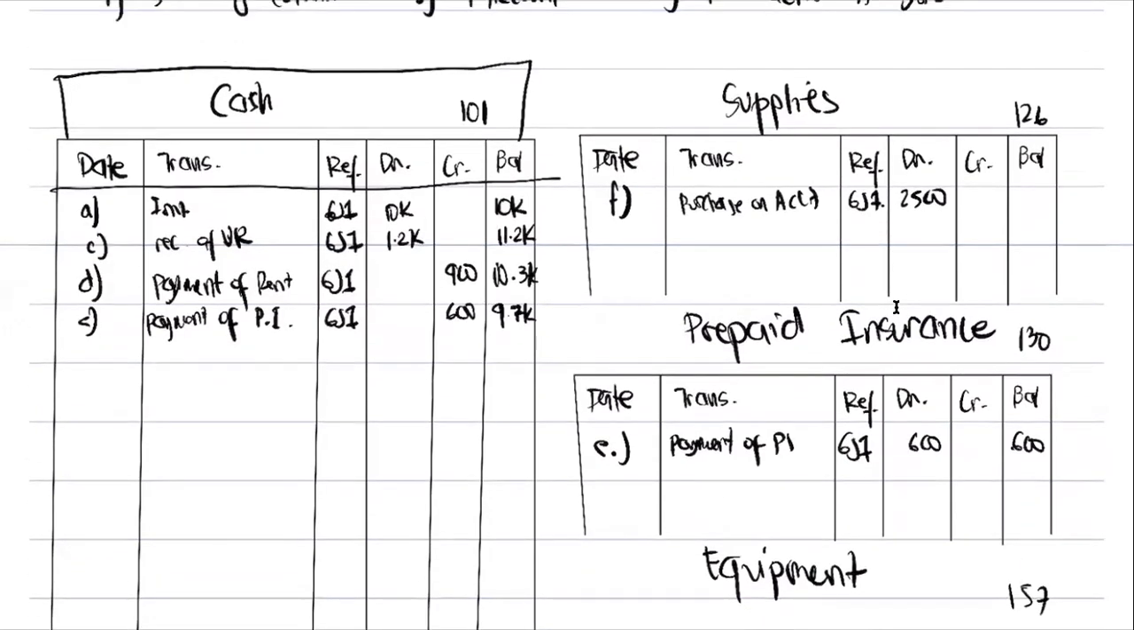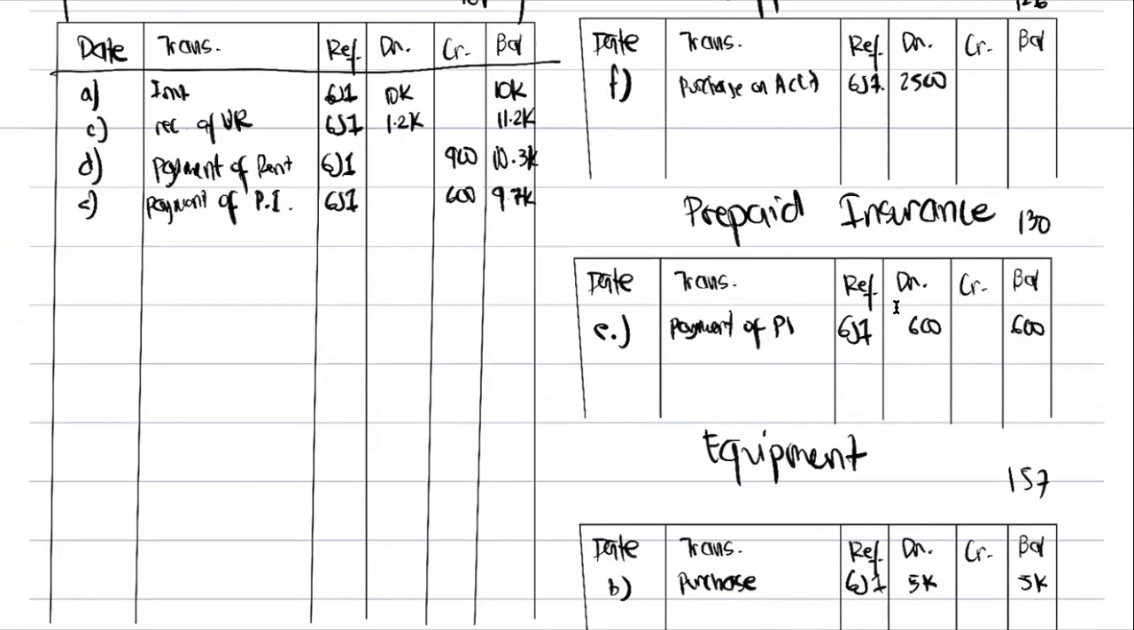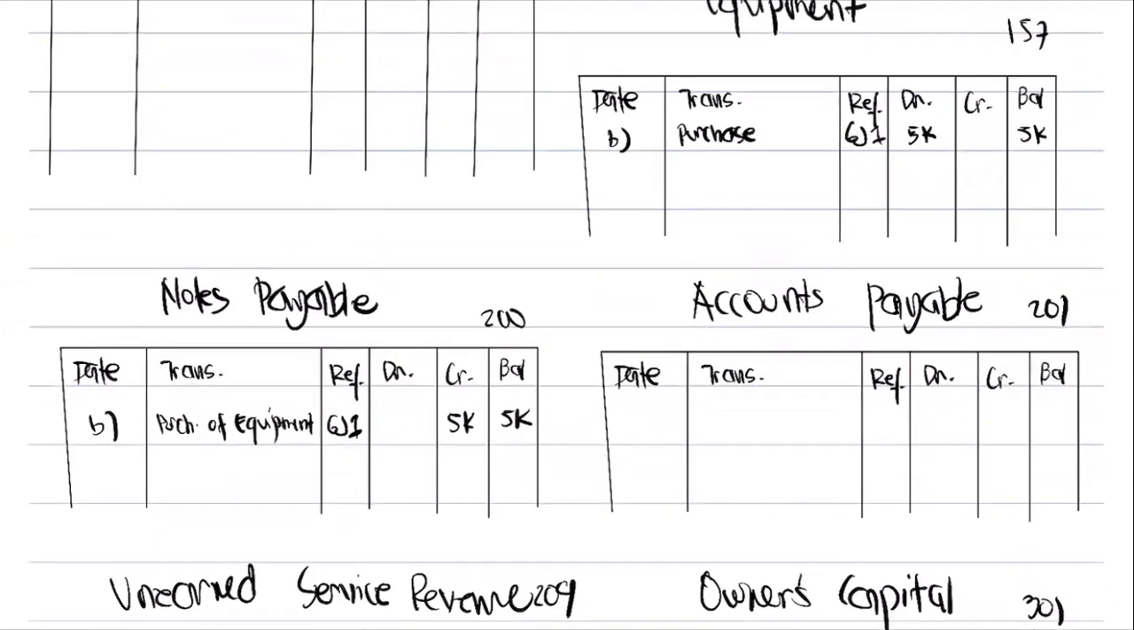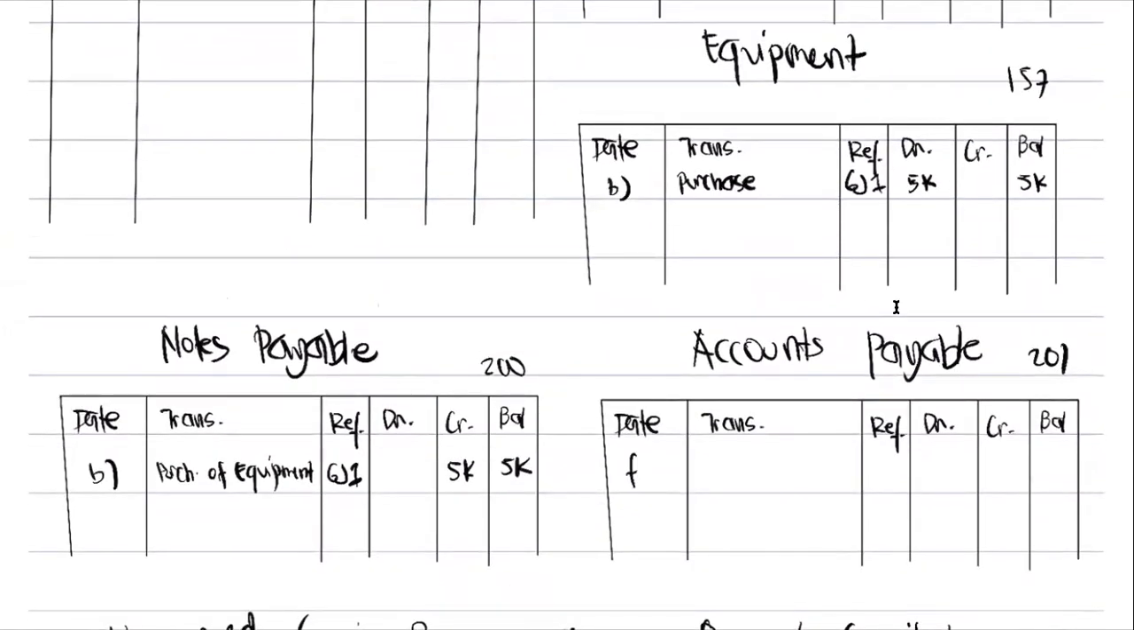Okay, and since it is a purchase on account, we will credit accounts payable, and accounts payable is 201. Okay, so this is letter F, purchase of supplies. GJ1, and then our credit is equal to 2,500.